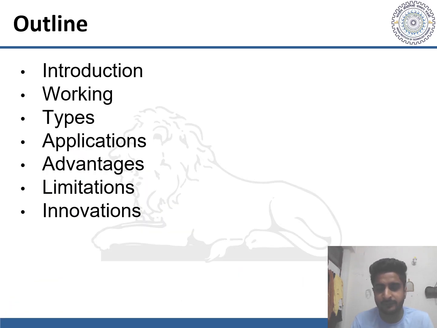The basic outline of this video will be: I will start with the introduction of the photoelectric sensor, then I will go into how it works and what basic principles it follows. Then there are many different types of photoelectric sensors that use an optocoupler, and I will explain each one of them in detail. Then I will cover the different applications and uses of the sensor and how it is beneficial compared to other sensors, and also talk about the limitations as well as the different innovations coming nowadays in different fields using a photoelectric sensor, which also uses an optocoupler.